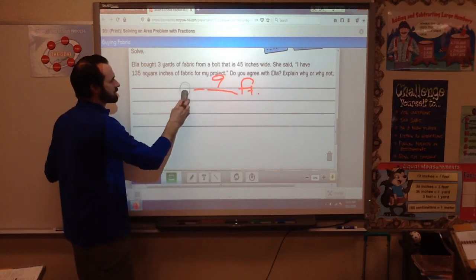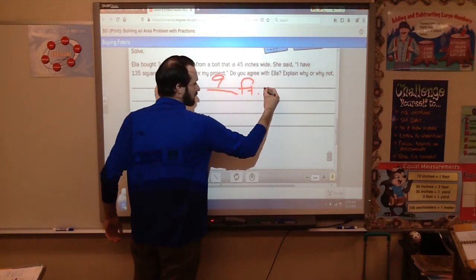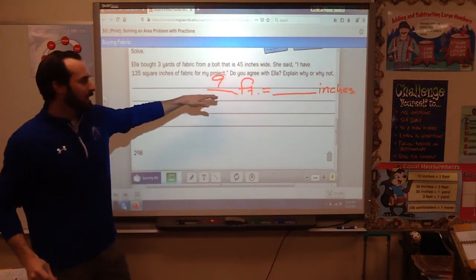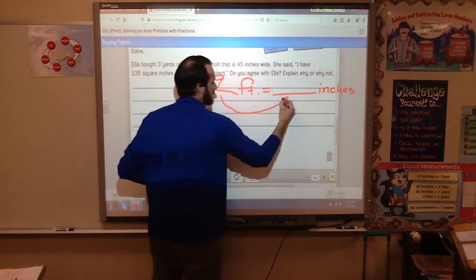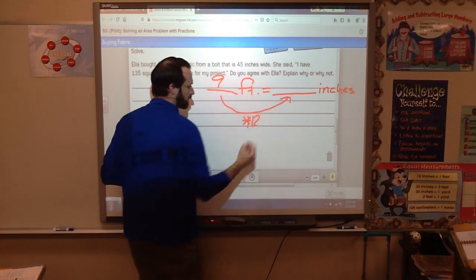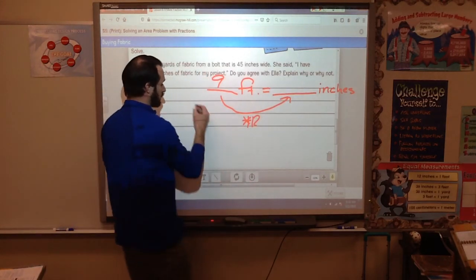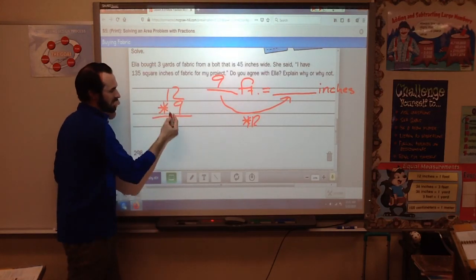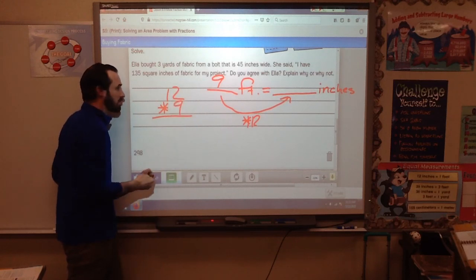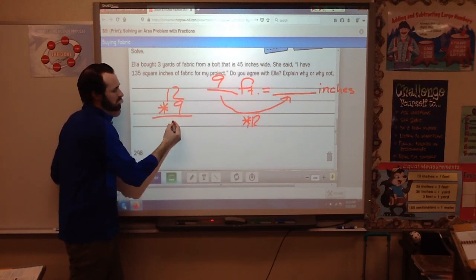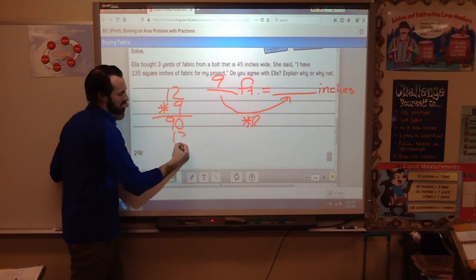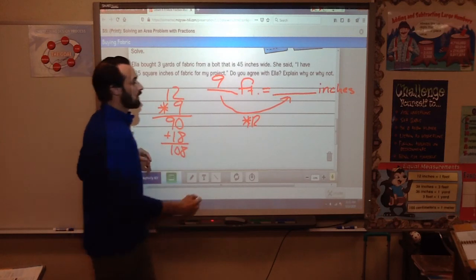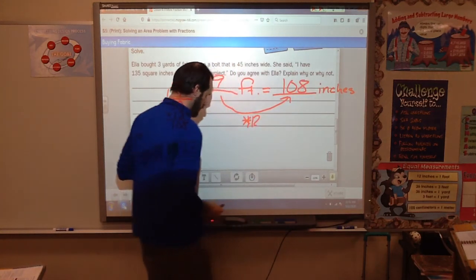Now we're going to change it into inches. And to do that, how many inches are in 1 foot? 12, so we need to multiply that by 12. So we're going to do 12 times 9. I should actually do the work for you and show you. 9 times 10, and 9 times 2, then add them together. Go ahead and do that. 9 times 10 is 90, 9 times 2 is 18, and we add. 0 and 8 is 8, 9 and 1 is 10, so it's 108. So she bought 108 inches of fabric.